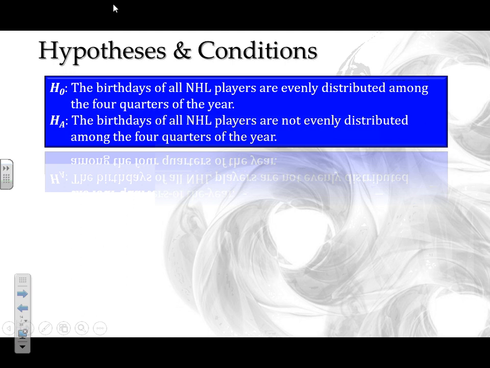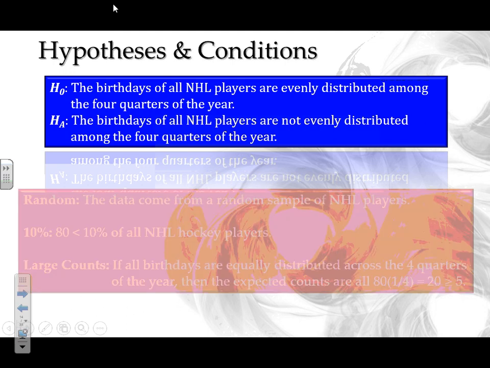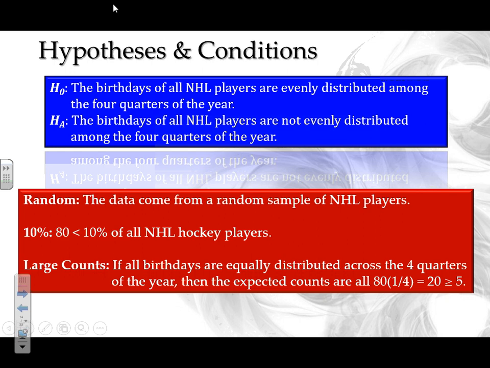So the hypotheses, our null hypothesis, would be that the birthdays of all NHL players are evenly distributed among the 4 quarters. Okay? So they were saying, is there any evidence to suggest that they're not evenly distributed? So the null is that they are evenly distributed. The alternative then, the birthdays of all NHL players are not evenly distributed among the 4 quarters of the year. Okay? So once we've written our hypotheses, next we check our conditions.